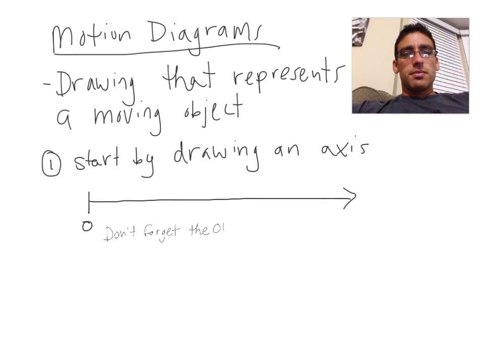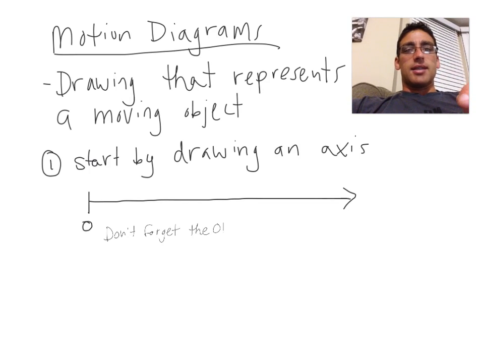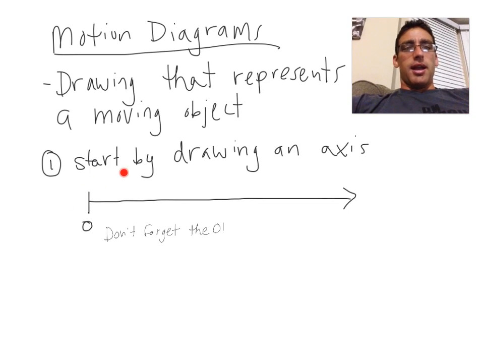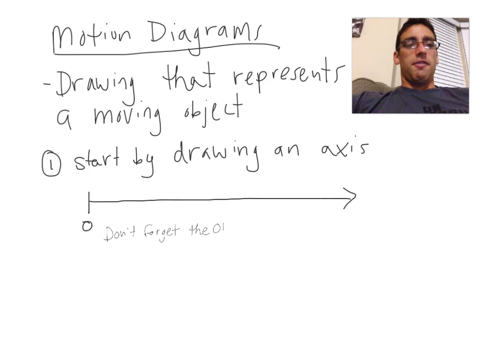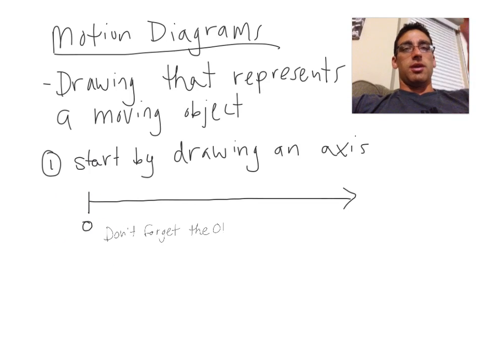Alright, so another important point here, okay, so notice that on this axis, as we're looking at it here, there's no other lines. So I know that in the football example, we drew like 10, 20, 30, 40, that kind of thing. On our motion diagrams, we don't have to have any numbers except for that 0. The 0 is the only thing you need.